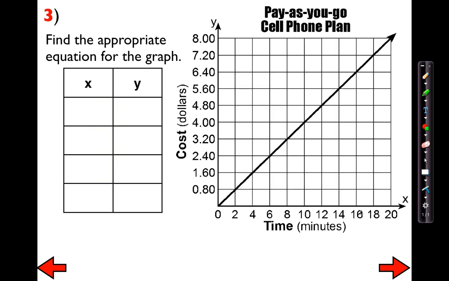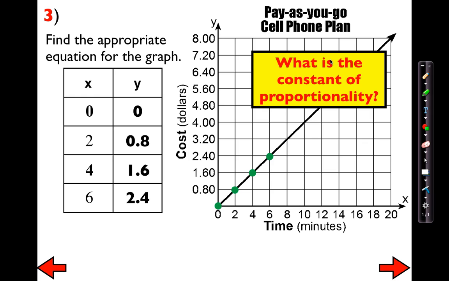Okay, so now that we've practiced some, I'd like you to go ahead and pause the video and try number 3 by yourself. Okay, so let's see how well we did. So first, we're going to find some nice ordered pairs. So let's try 0, 0, 2, 0.8, 4, 1.6, and 6, 2.4.